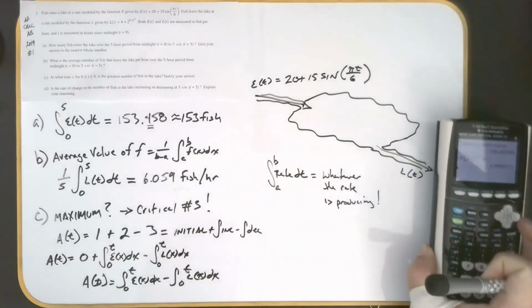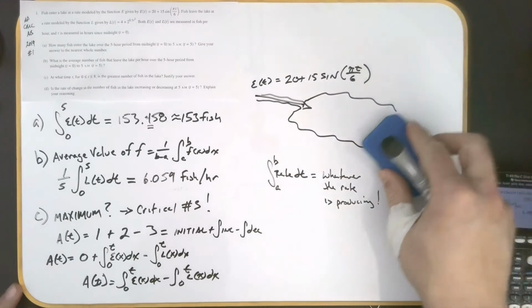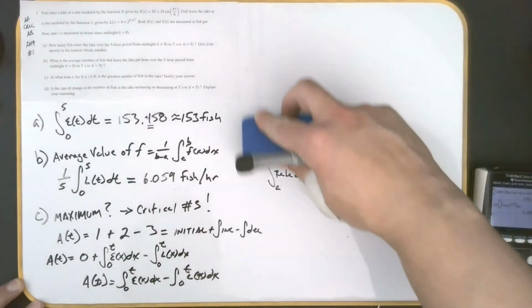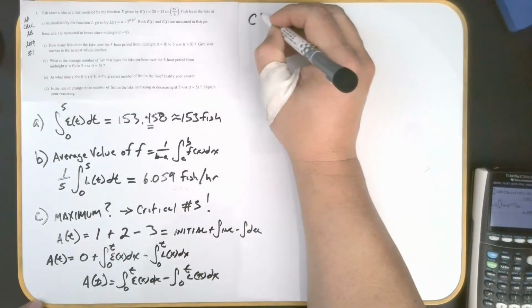So for the sake of space here, I'm going to move this over and make a little room here. And let's see if we can find some critical numbers and get to the bottom of this question here. So this is C continued.